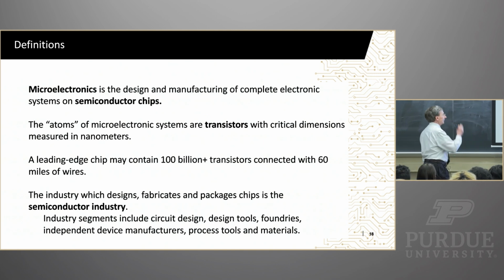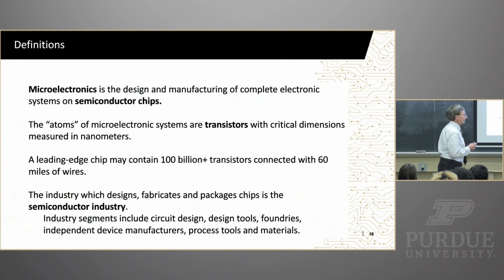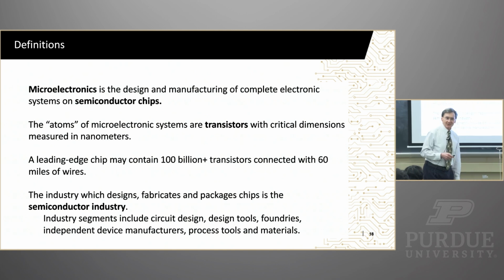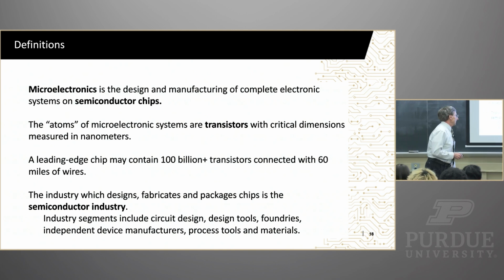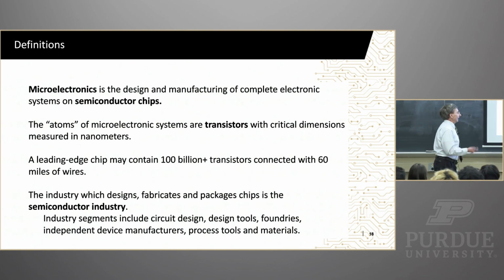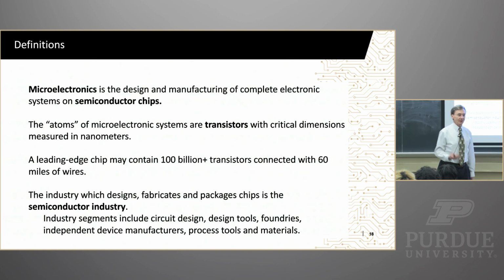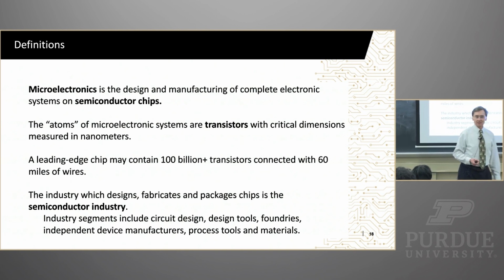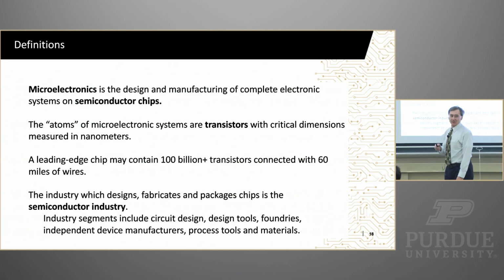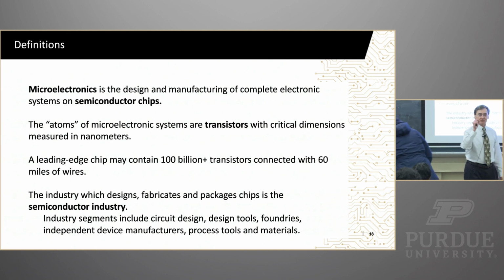So it turns out those are transistors with critical dimensions measured in the range of nanometers. Okay, we'll talk a little bit later about what that means, and it's really, really challenging if you see what happens. A leading edge chip may contain 100 billion transistors on one chip. And you may have something like 60 miles of wires on that chip, all those copper wires interconnected around, just like the wiring that comes to your house. The industry puts that many on every chip.